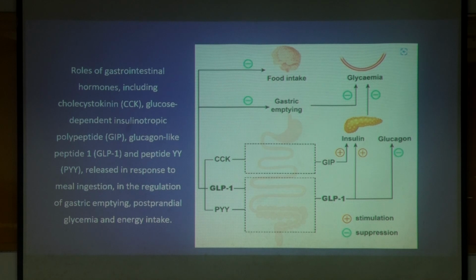So what is the role of the gastrointestinal hormones? These hormones, including cholecystokinin, glucose-dependent insulinotropic polypeptide and GLP-1, are released in response to the meal we take, as I said before. They have a huge role in gastric emptying, postprandial glycemia, and the amount of energy intake through various signaling pathways. They either stimulate or suppress glucagon. These are the various pathways by which they act.